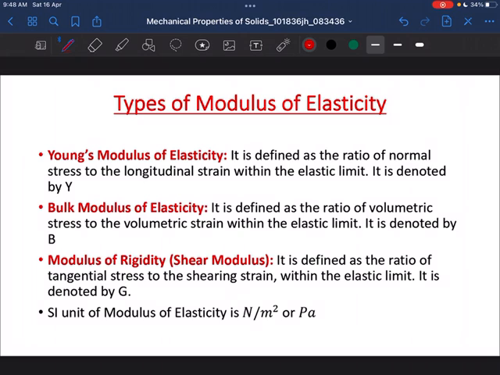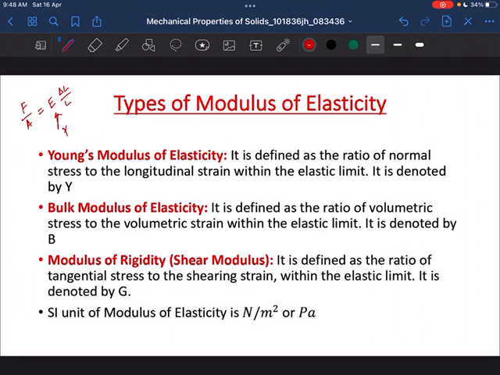Now we have the types of modulus of elasticity. We have done types of stress and types of strain. Now we have modulus of elasticity. So what was modulus of elasticity? If I have force per unit area, that's your stress, that is equal to the modulus of elasticity E into del L by L. This del L by L is for normal strain, for normal stress, and this modulus is known as Young's modulus.